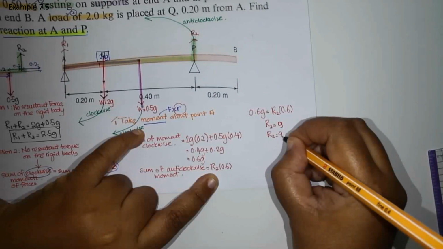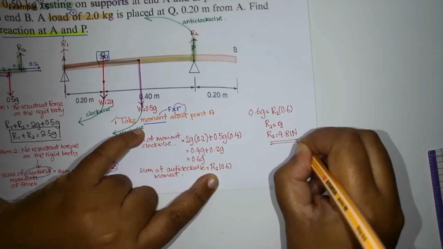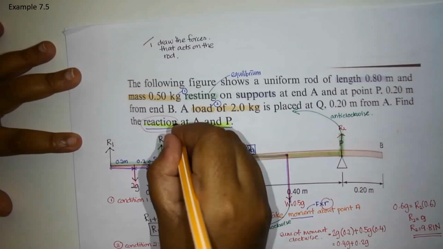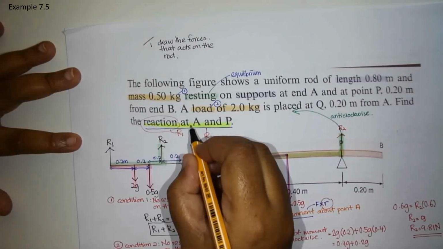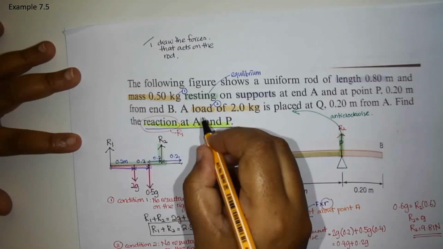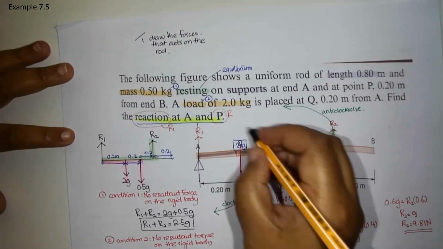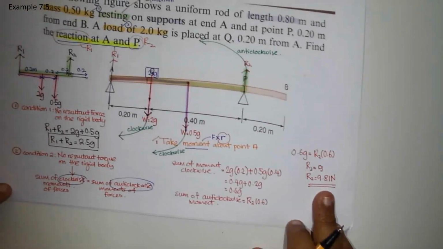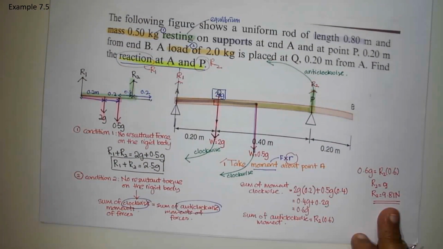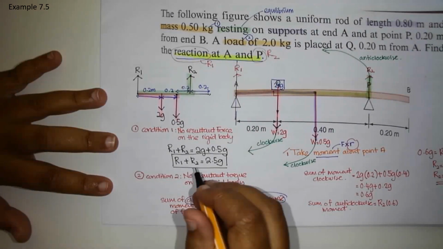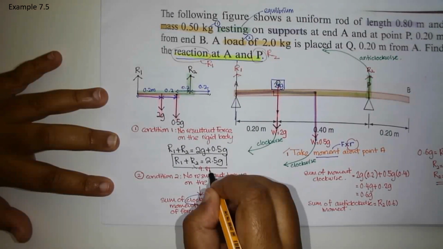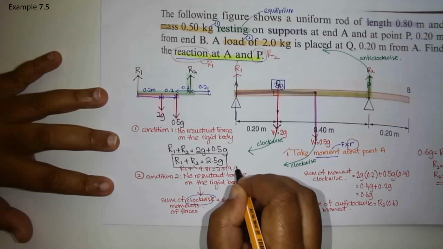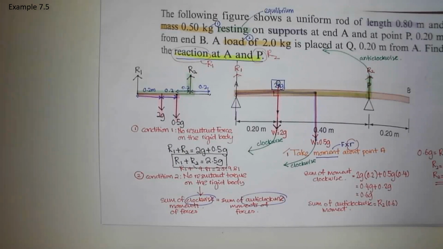G is 9.81 Newton. I haven't finished yet, because the question asks us to find the reaction at A and P. Reaction refers to R1 at A and R2 at P. So if R2 is 9.81 Newton, we can use the first equation here. This is 9.81, so what is R1? It equals 2.5 times 9.81.